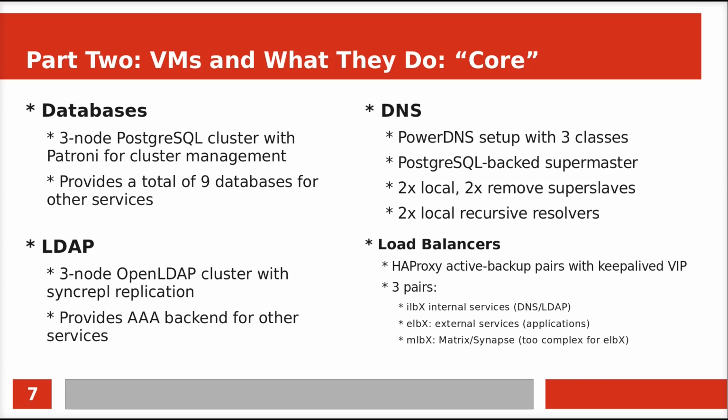And that's kind of separate from the external service load balancer because the sheer number of rules you need to create to make a Matrix Synapse load balancer was just making that one config too unwieldy. So I was just like, 2 VMs isn't that big of a deal, so I just made another pair of load balancers for Matrix Synapse, and then they can just run on their own.